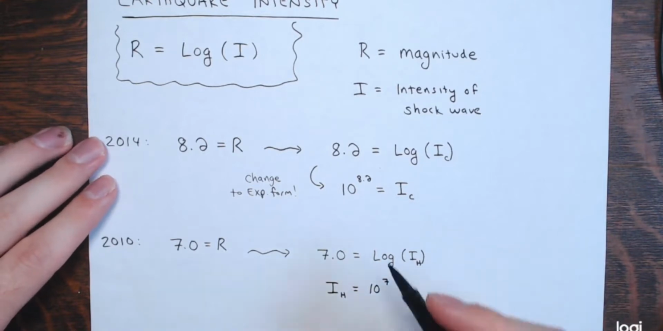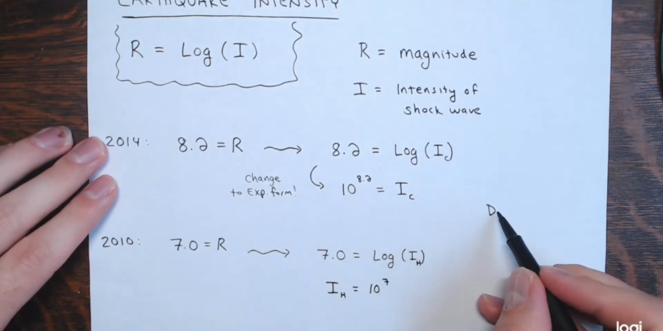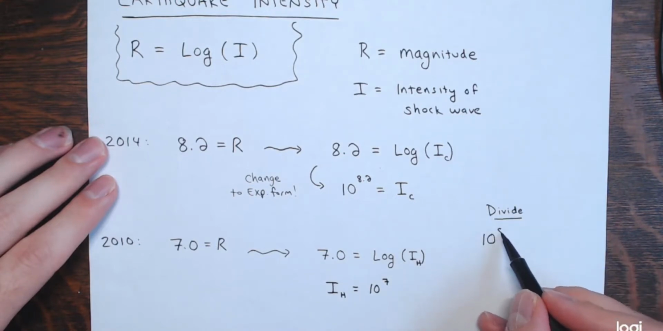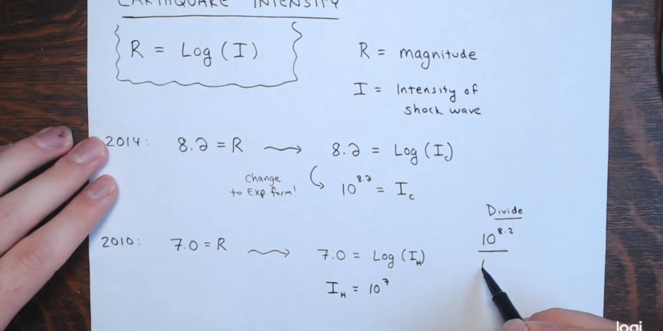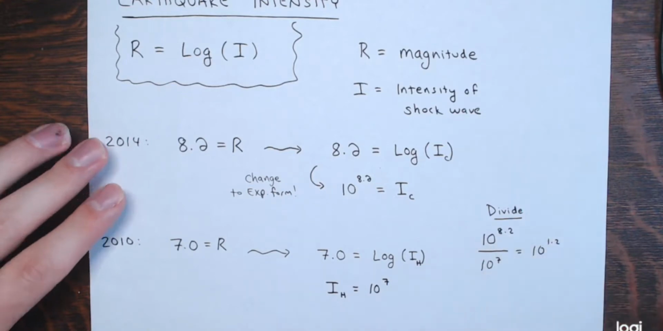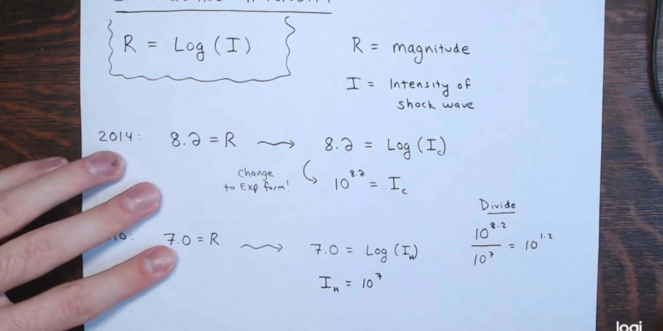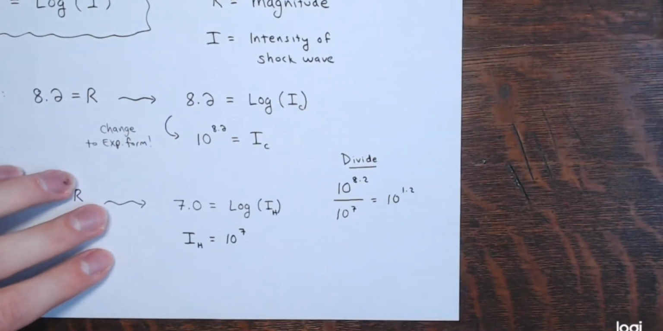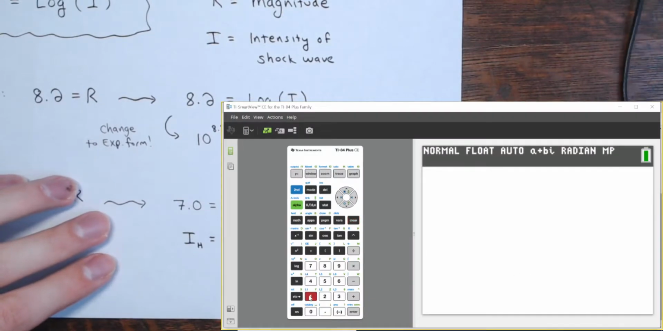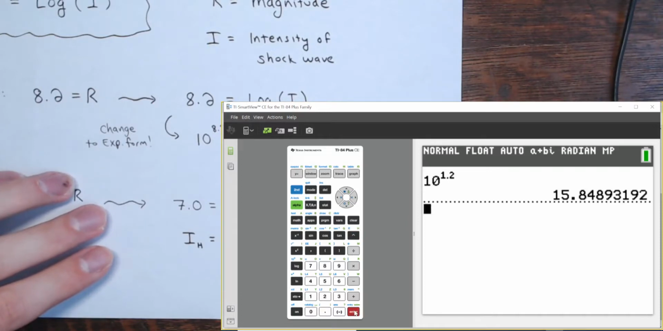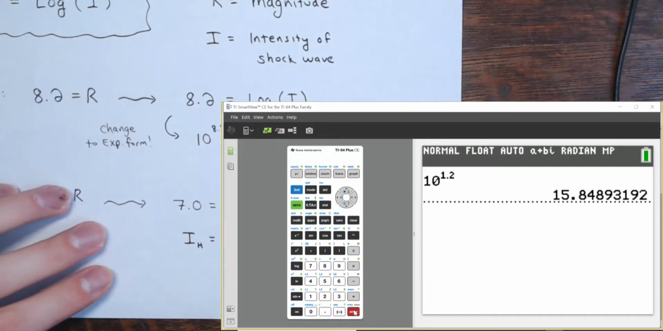And if you were to divide these, dividing gives me the comparison. 10 to the 8.2 divided by 10 to the 7th is 10 to the 1.2 power, which if I round to the nearest whole number, let me pull a calculator up. All right, 10 to the 1.2 power. It's about 16. All right, it's about 16 if I round to the nearest whole number.